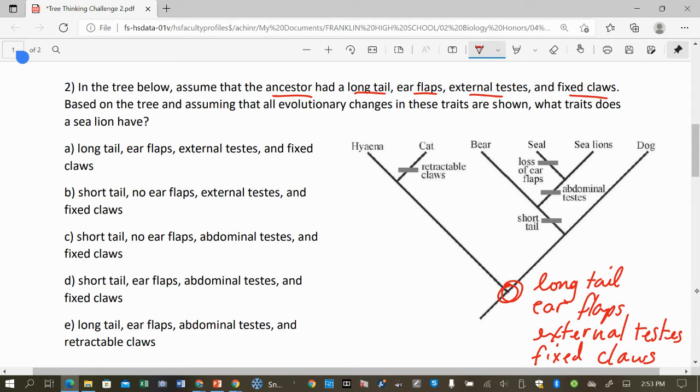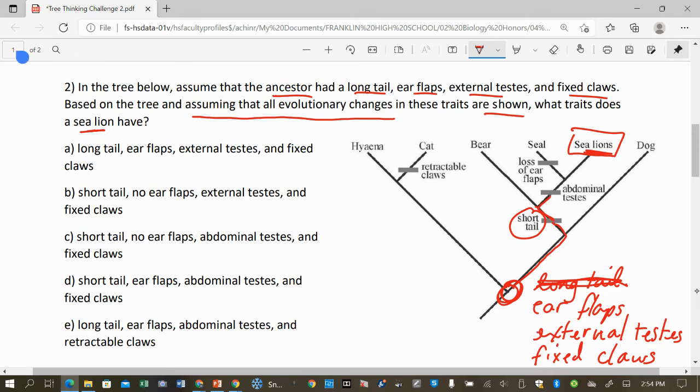Okay, based on the tree and assuming that all evolutionary changes in these traits are shown, what trait does the sea lion have? So first of all, a lot of my students pick the seal. I don't know, they're trying to rush through, I think. So you want to pick the sea lion. And so if you go from the original ancestor up through the pathway, okay, short tail, that means it doesn't have a long tail anymore. That ancestor developed that adaptation. And we're going toward the sea lion.